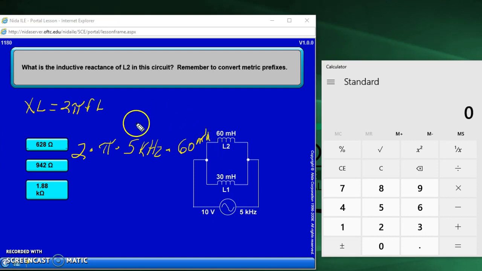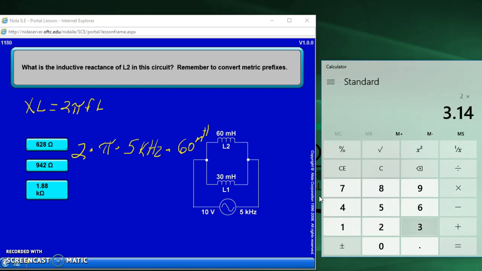And remember, because we have milli and kilo, we don't have to worry about doing anything but doing the math, which is nice. So I'm going to clear my calculator, and I'm going to go to scientific, because for pi, I could use 3.14. Let's do that. 2 times 3.14, which is what pi is, times 5 times 60 equals 1884. So that is in ohms units. Now we have an answer that looks like that in K, and it is 1 point.